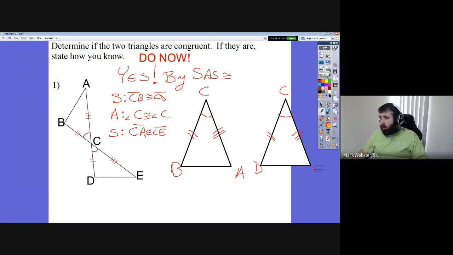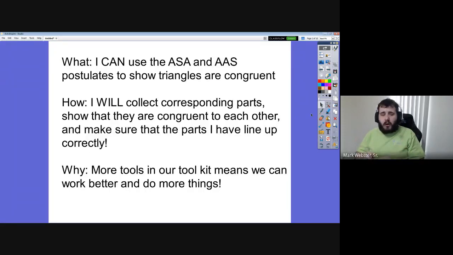So let's talk about today's work. What are we going to be doing today? We're going to be using the angle side angle and the angle angle side postulates to show that triangles are congruent. How are we going to do this? We're going to collect corresponding parts, show that they're congruent to each other, and make sure that the parts we have line up correctly. Why are we going to do this? We're going to have more tools in our toolkit now.